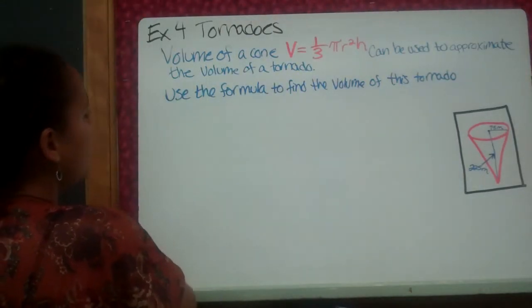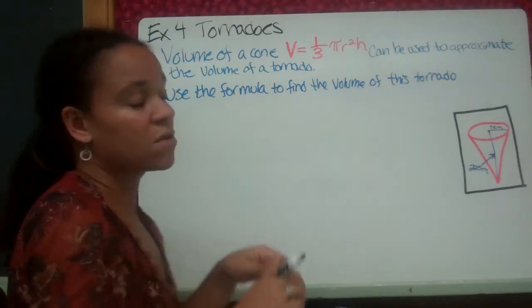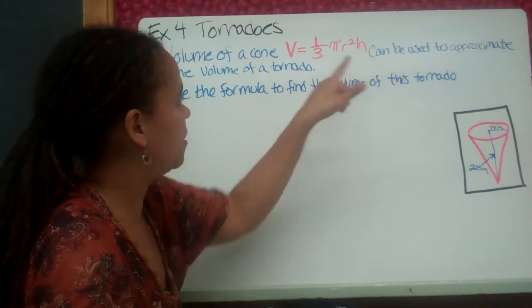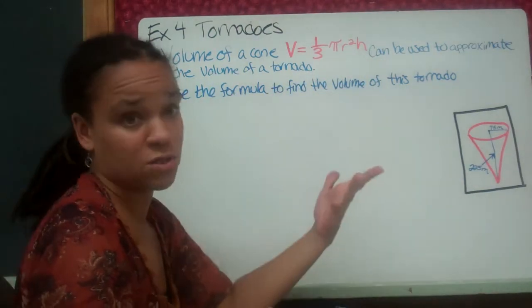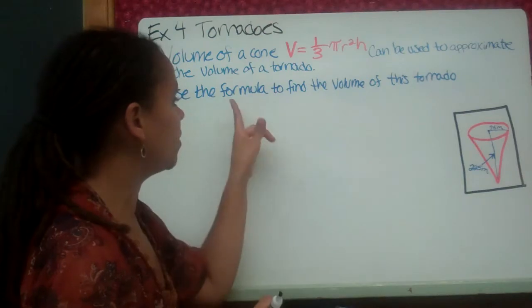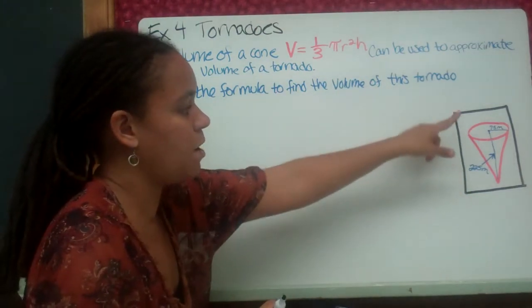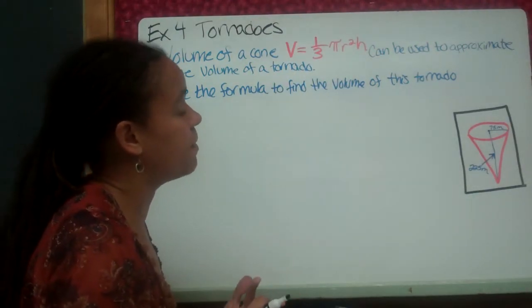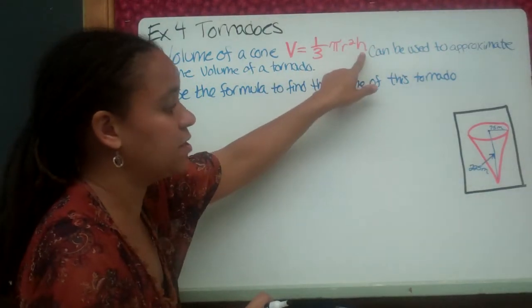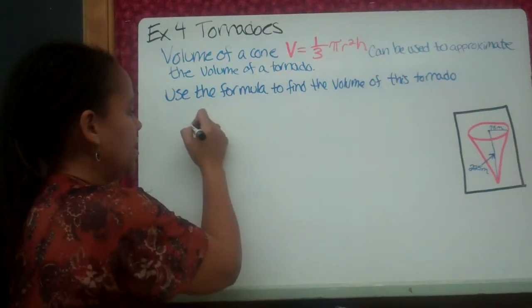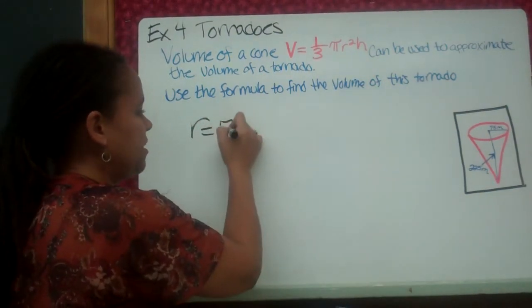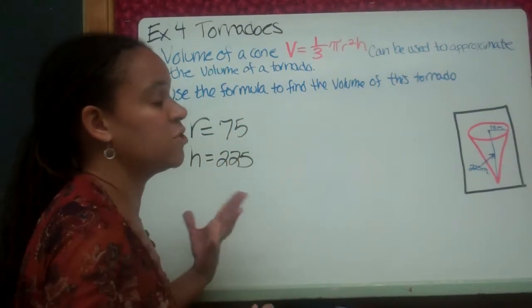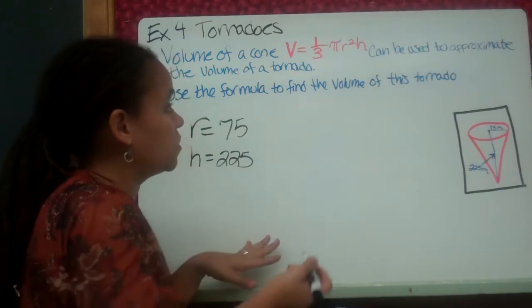Last example. Example 4, we're going to look at tornadoes. So the volume of a cone can be represented by this equation, and it can be used to approximate the volume of a tornado because a tornado is kind of shaped like a cone. So we want to use this formula to find the volume of the tornado I have drawn here. So our formula tells us 1/3 times pi times the radius squared times the height. Well, I know the radius from looking at the picture would be 75, and the height is going to be 225.